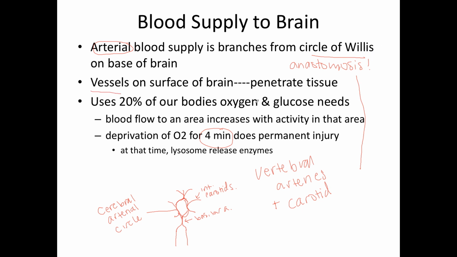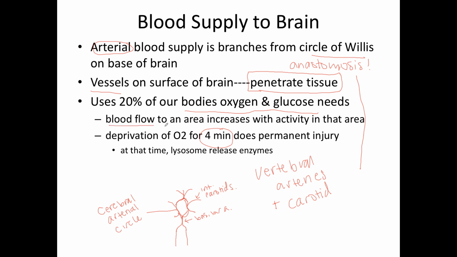So the vessels on the surface of the brain do penetrate the tissue. And that's necessary, right? Because you have to get blood and oxygen and glucose to where it needs to go. So this uses up about 20% of the total body oxygen and glucose acquired. And that changes depending on activity.